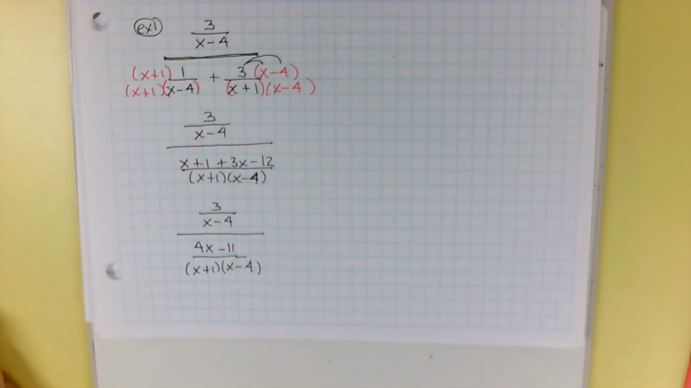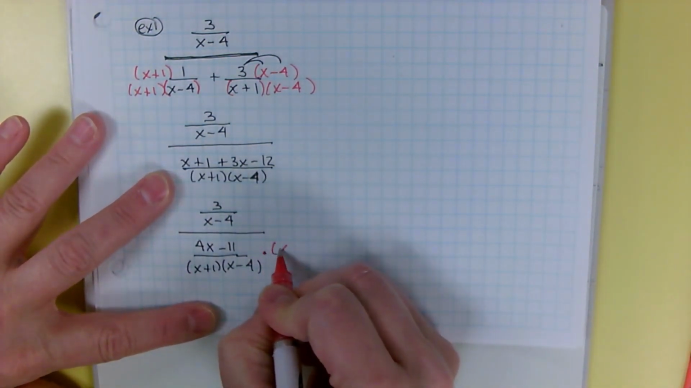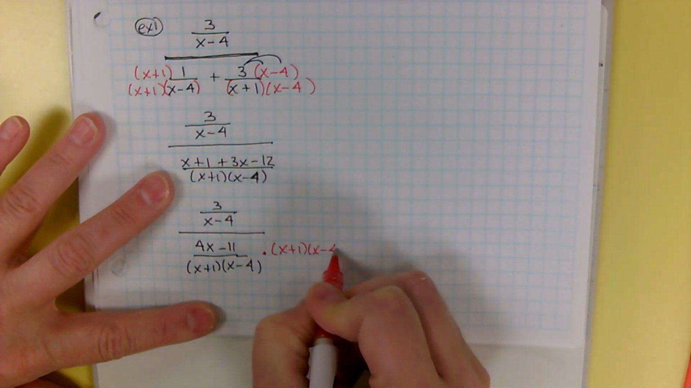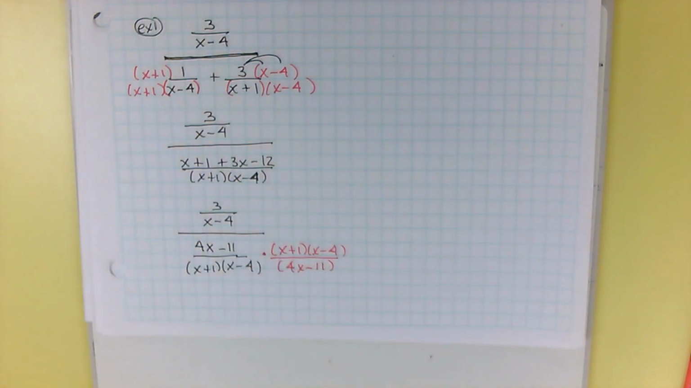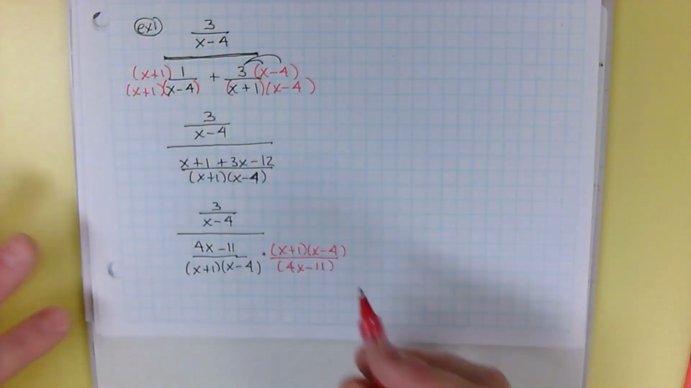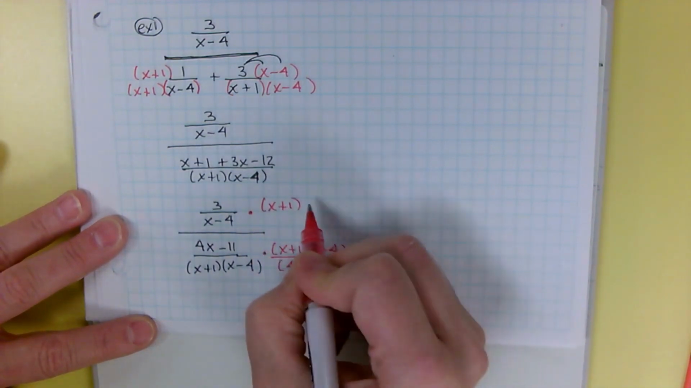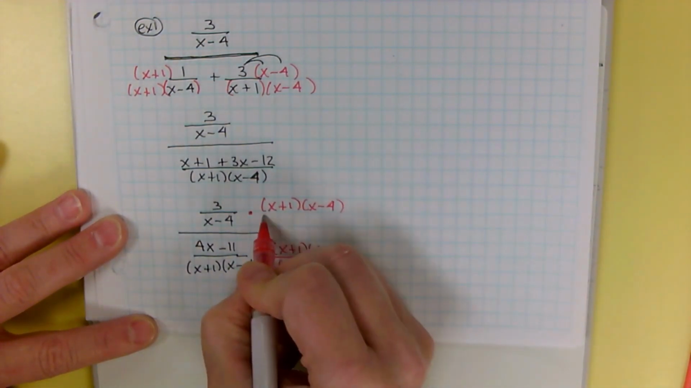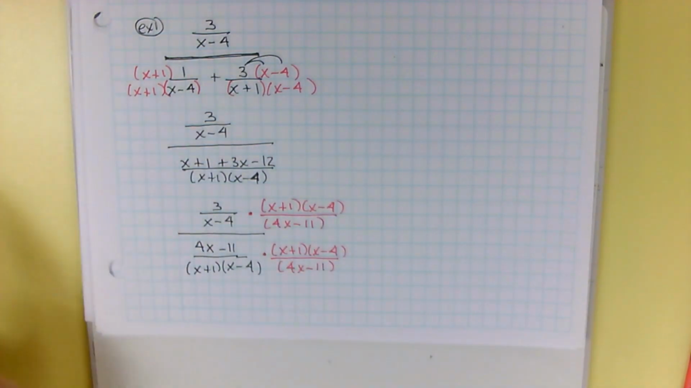So now we're on the elimination step. So we're going to multiply the bottom by its reciprocal, which is x plus 1, x minus 4 over 4x minus 11. That's its reciprocal. And that means you have to multiply the top by the same thing, x plus 1, x minus 4 over 4x minus 11.